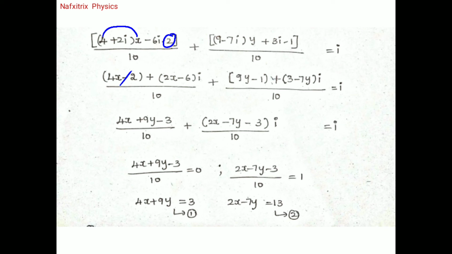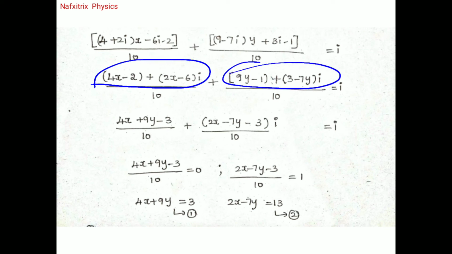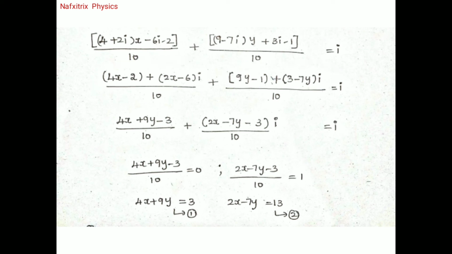And next, in a similar fashion, here also 9y is the real part, and minus 1. So 9y minus 1 is going to be the real part. And now coming to the imaginary part, that is the coefficient of i: minus 7y plus 3, that is nothing but plus 3 minus 7y into i. So this is i into that part. Now it is clearly of the form a plus ib. Now we just need to shuffle along with their denominators.